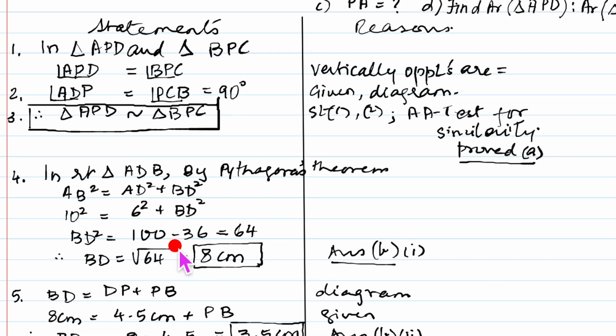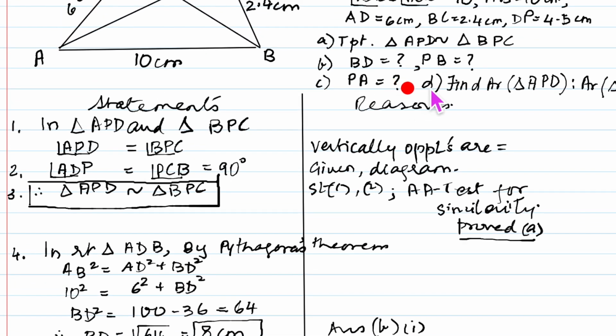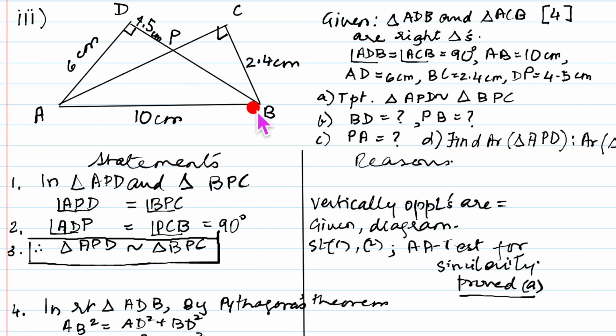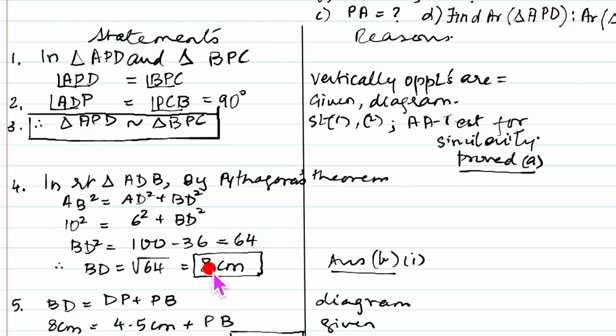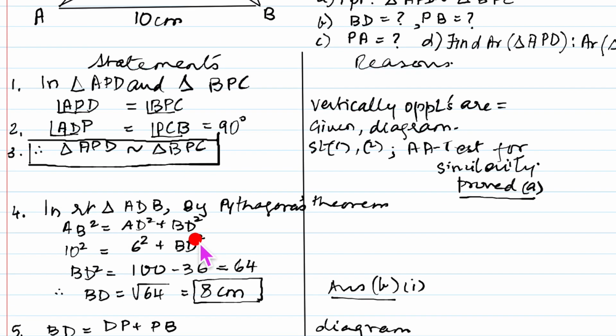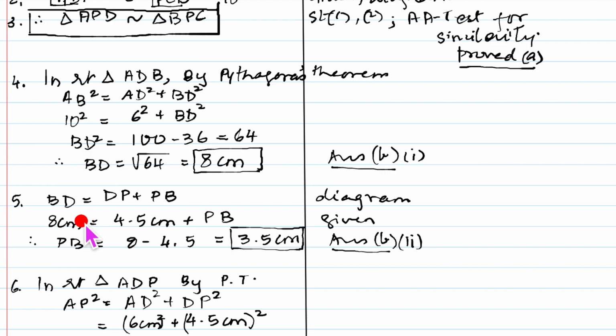Now the next part they are asking us is PB. Where is PB? Here it is. So we already found out BD. BD is 8 centimeter and PD is 4.5. So PB is going to be full 8 minus this, right? It's so simple. You saw that? Yeah? Now each one of these will be 1 mark.